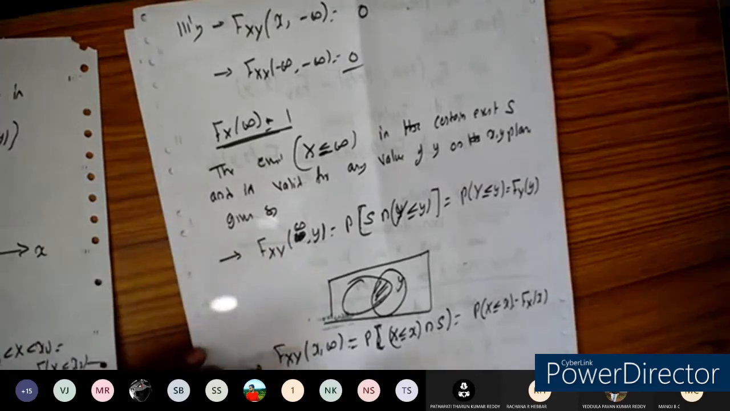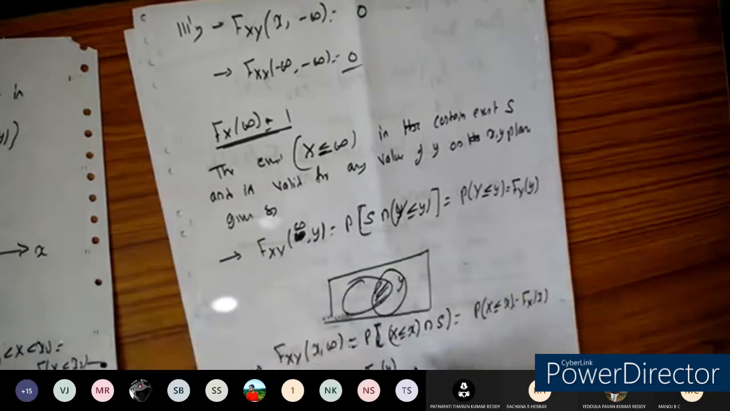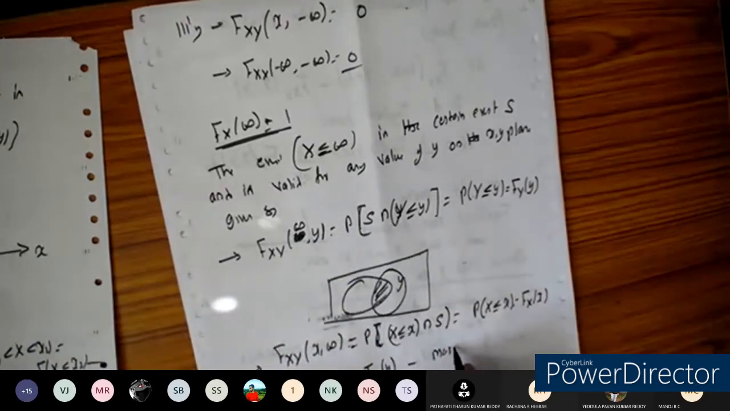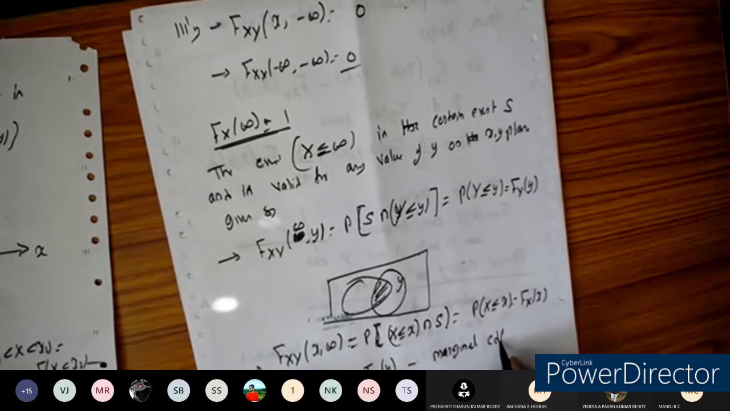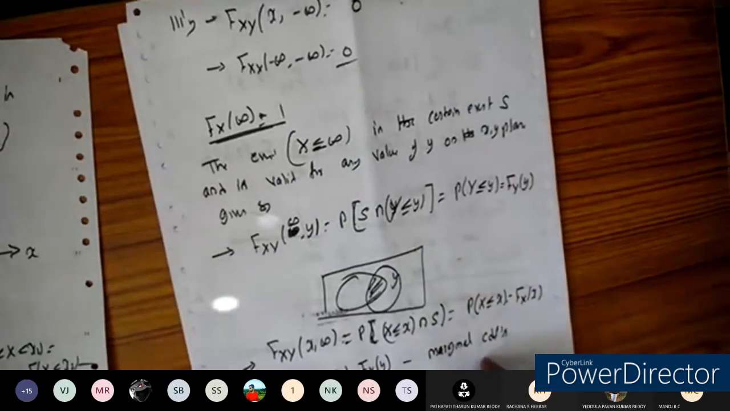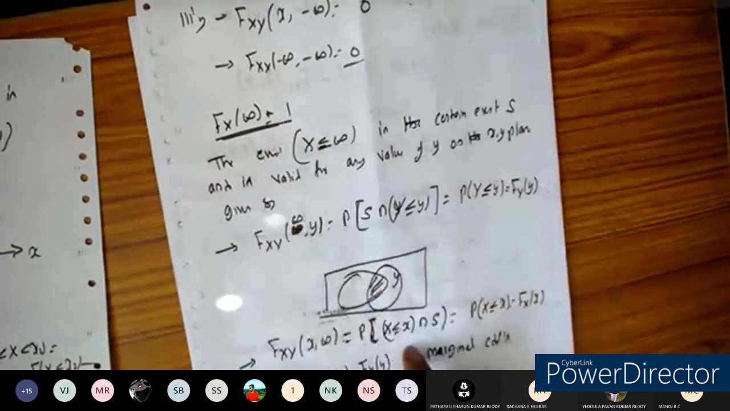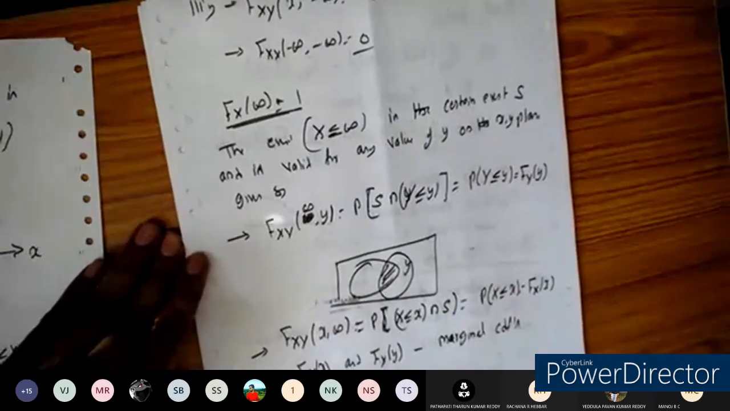So we can say that this F_X of x and F_Y of y, which are obtained from the bivariate CDF, we are going to call the marginal CDFs, because each is a part of the joint one. So these are called the marginal CDFs. This is a property which has been extended from the single random variable; the same property is extended here also.